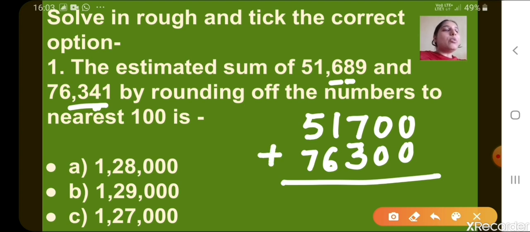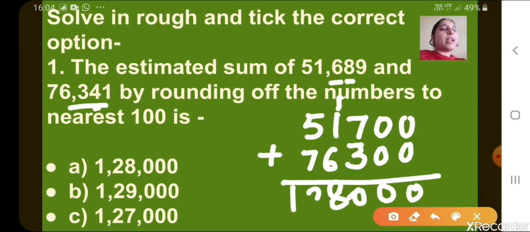Now let's add them to get the sum here. So 0 plus 0, here we get 0, 7 plus 3, 10. So 0 we will write here, 1 will be carried over. So 1 plus 1, 2, 2 plus 6, 8. And 5 plus 7, 12. So what is the sum obtained here? The estimated sum here is 1,28,000. So can you tell me which is the correct option? Option A, B or C? Yes, option number A is the correct option. So you have to put a tick there.